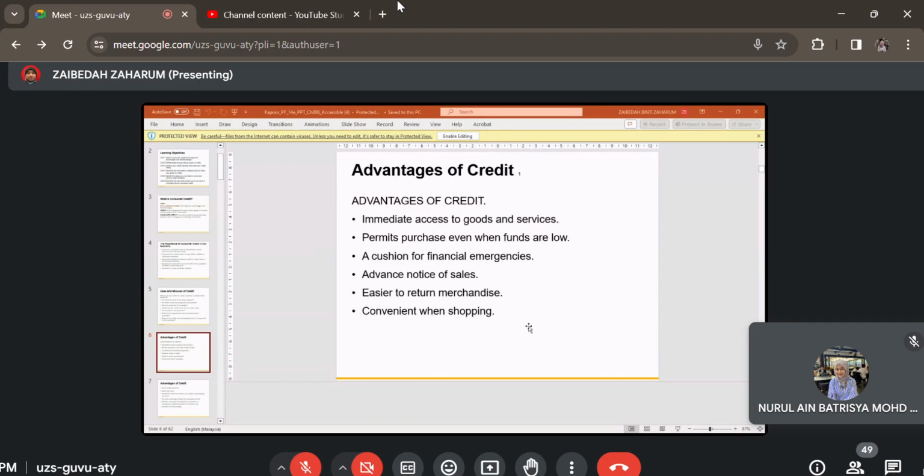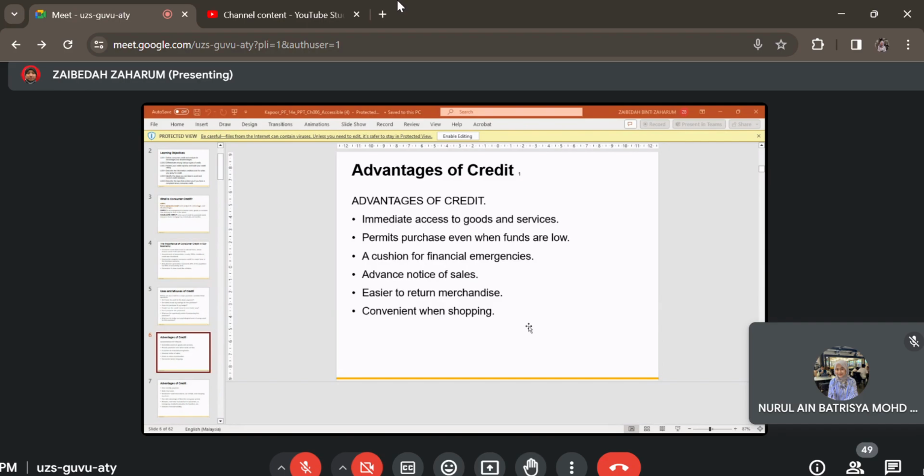Bila kita kata kalau kita ada credit card, so daripada the card holder, the card issuers tadi, maybe give you advance notice lah sekiranya ada berlaku promosi, ada berlaku jualan ke, sales ke, ataupun special offer yang boleh diberikan kepada card holder. Okay. Ini yang kelima, easier to return merchandise.